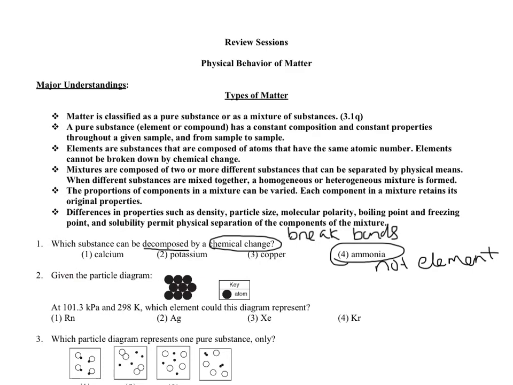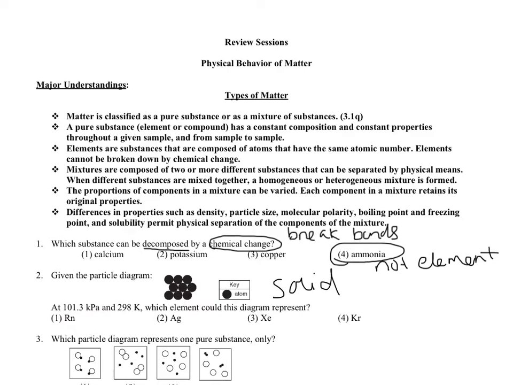The next question is one that could very likely appear on your test. It's given a particle diagram, and it says at 101.3 kilopascals, which Table A tells us is standard pressure, and 298 Kelvin, which is 25 degrees Celsius, roughly room temperature, which element could be represented in this diagram? When we look at the particle arrangement, the particles are arranged very neatly and very close together. This diagram best represents a solid. So the question is, which element is a solid at 298 Kelvin?